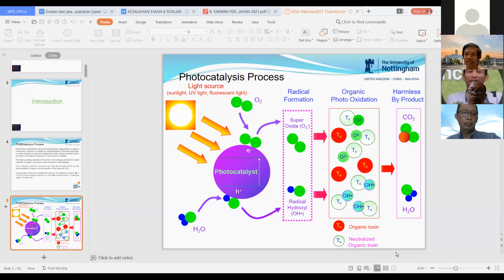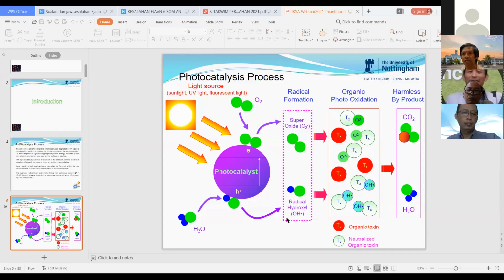Here we are using the metal oxide, and later we'll mention what materials. These materials are excited when they absorb the energy from the sunlight, and therefore they create electrons and holes, as we call them here. These electrons and holes interact with the oxygen near the surface as well as the water. This creates the redox, which produces the superoxide as well as the hydroxyl radical.